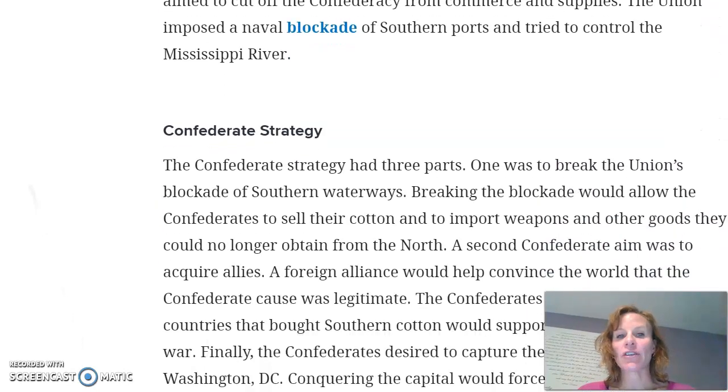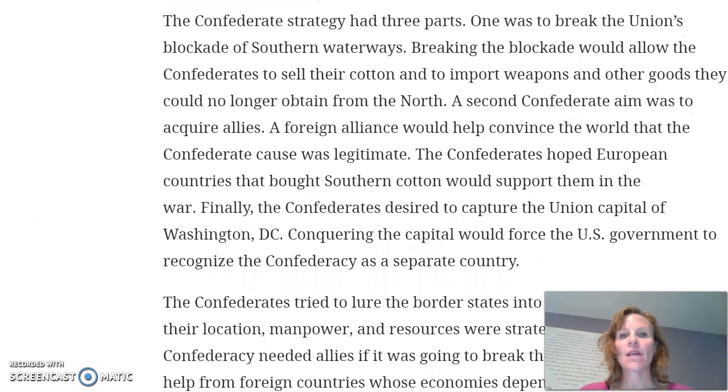Now let's see what the Confederate strategy was. The Confederate strategy had 3 parts. One was to break the Union's blockade of southern waterways. Breaking the blockade would allow the Confederates to sell their cotton and to import weapons and other goods they could no longer obtain from the North.